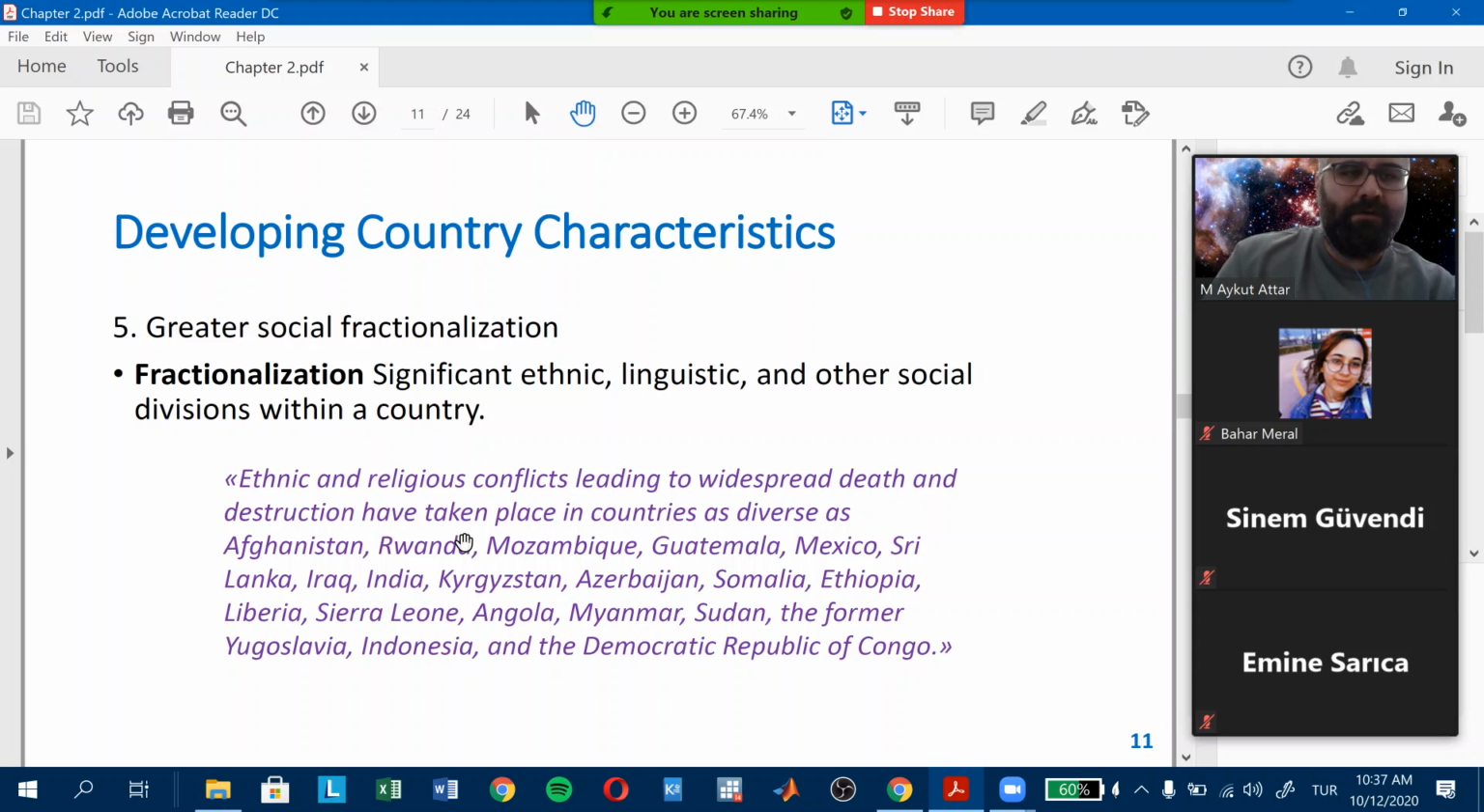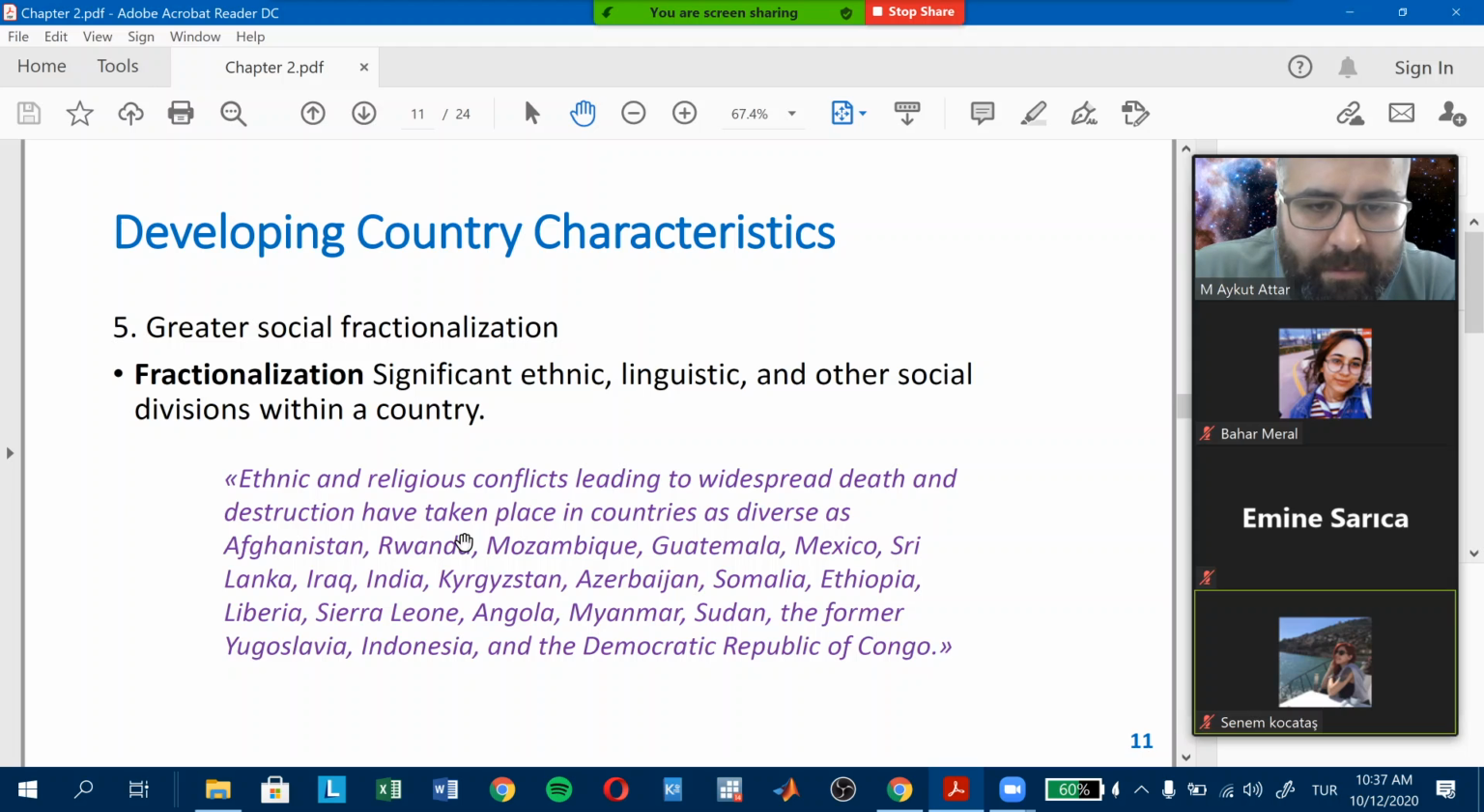Here is a list of countries. This is again from your text. In many different countries in recent decades, we see ethnic and religious conflicts. These countries include Afghanistan, Rwanda, Mozambique, Guatemala, Mexico, Sri Lanka, Iraq, India, Kyrgyzstan, Azerbaijan, Somalia, Ethiopia, Liberia, Sierra Leone, Angola, Myanmar, Sudan, the former Yugoslavia, Indonesia, and the Democratic Republic of Congo. There are other cases as well, but these are the most notorious ones.